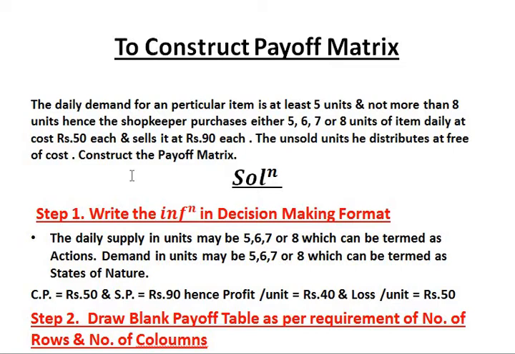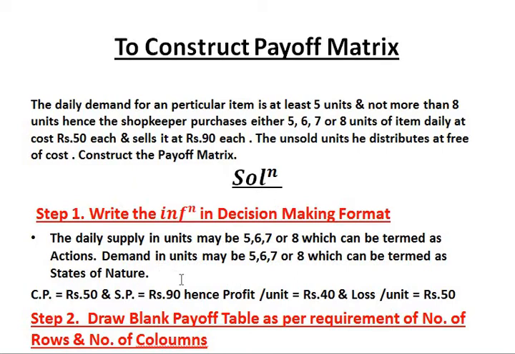Also one has to take into consideration the cost price and selling price. So cost price is 50 and selling price is 90. So what will be the profit? The profit will be 90 minus 50, that is 40 rupees profit per unit. But when a unit remains unsold, then in that case he is distributing it, just observe, it is given, free of cost. So that unsold unit will be his loss, and that loss will be not 40 but 50, because of the cost price. He is going to invest 50 rupees for purchasing, so that will be his loss, and the profit is 40 rupees. So overall we have listed the information given.